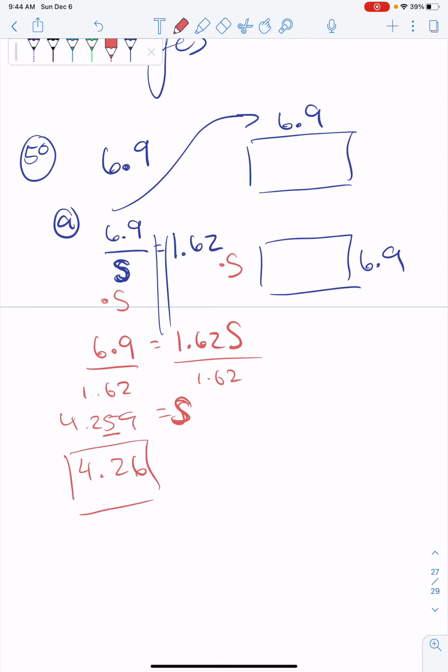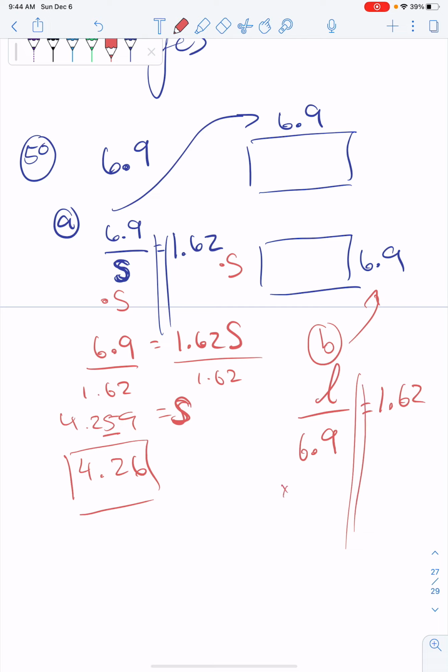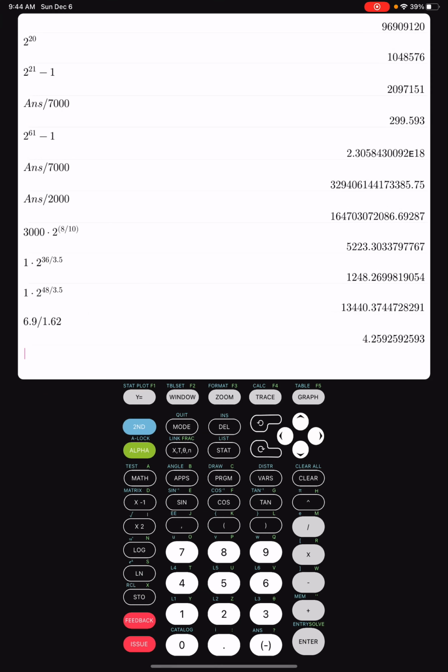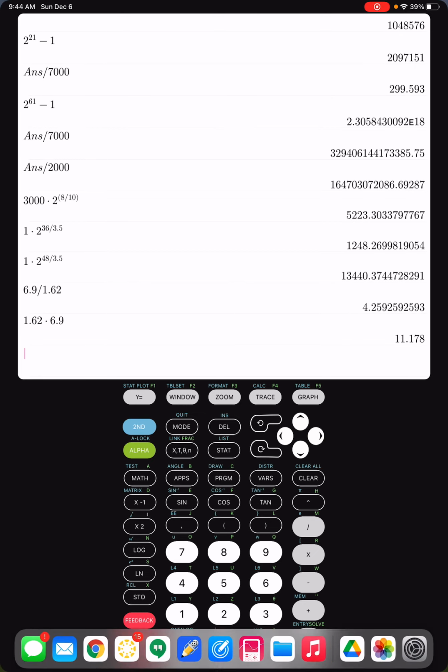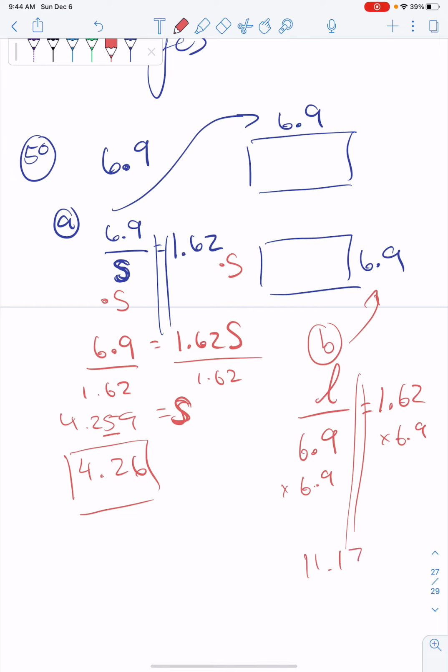Now, part B says, what if 6.9 is the short side? So I'm looking for the long side. 6.9 is the one on the bottom. So to do this one, I still do railroad tracks. I just have to times by 6.9. So 1.62 times 6.9 is 11.178. But it wants me to round to 2 decimal places. So 11.18 is going to be my answer for that one.